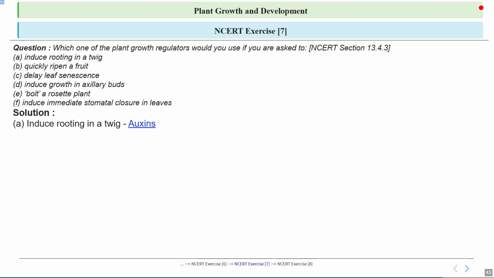Let's start with A. Induce rooting in a twig. To induce rooting in a twig, we use auxin. Auxin is like a plant's rooting hormone. They mainly help new roots grow from the cuttings. This is why gardeners often dip cuttings in rooting powder containing auxin.